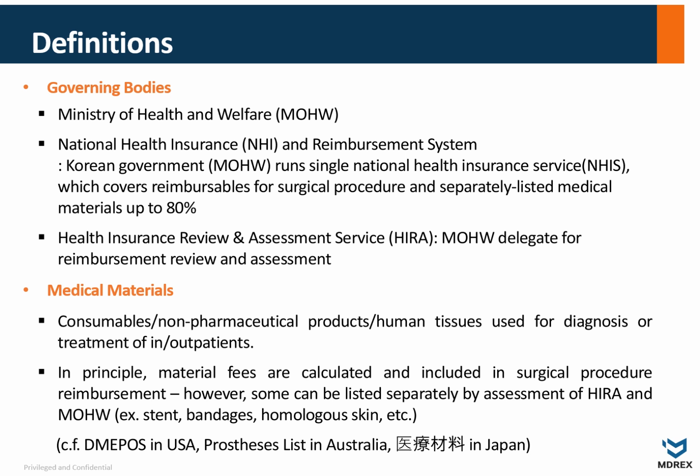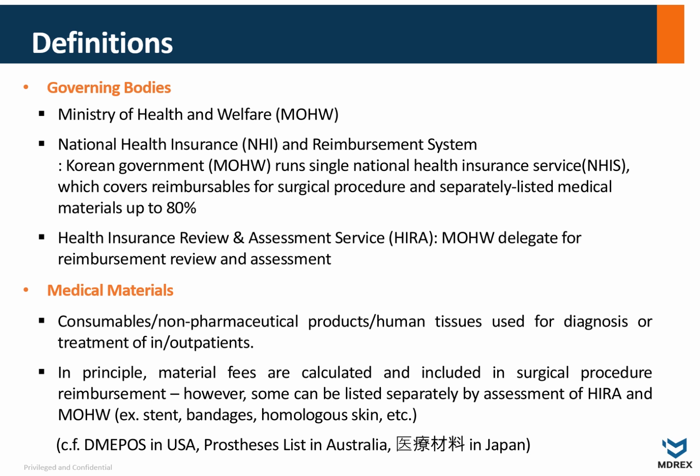So HIRA, Health Insurance Review and Assessment, has been set up and acts as the frontline body. Then, what are medical materials? There's no specific definition defined by law, but medical consumables, non-pharmaceutical products, and human tissues used for diagnosis or treatment of in and out patients are deemed as medical materials. Those materials are mostly included in the reimbursement for surgical procedures, but some of them are listed for reimbursement separately.